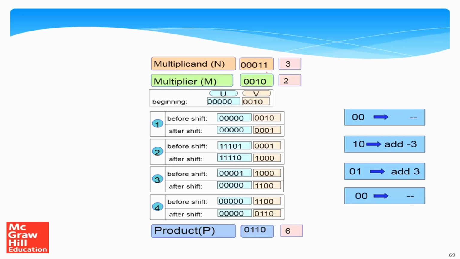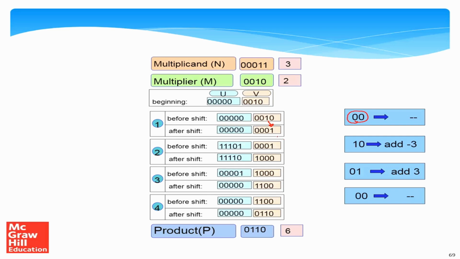So the multiplicand M is 3, 0 0 1 1. And the multiplier is 2, 0 0 1 0. So let's again consider 2 points before the shift and after the shift. So the initial previous bit is 0. So basically the state that we see here is the LSB of V is 0 and the previous bit is 0. So the current bit previous bit pair is 0, 0. So essentially we don't do anything but we shift. So the 1 will come over here. That's all.